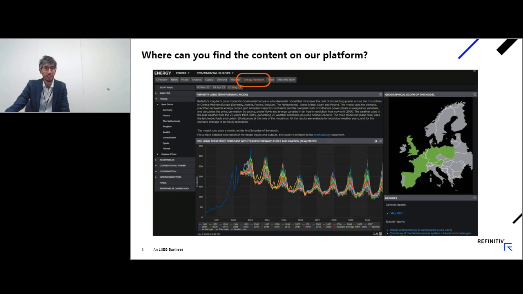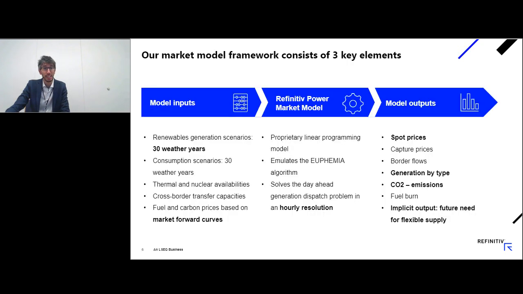And here in the main menu on the left, you find all the inputs and outputs, and you can dig into it in detail in monthly resolution, and all the results are available also in hourly resolution for those of you that want to dig even more in detail, like we will do in this presentation.